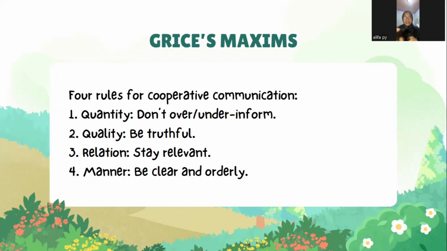And then next is quality. It is to be honest, so don't lie or say things you have no proof for. And then next is relation. It is to be relevant. It means to stick to the topic and not randomly change the subject. And then the last one is manner. It is to be clear and not confusing. It means to speak in a way that others can understand and avoid using difficult or confusing words on purpose.